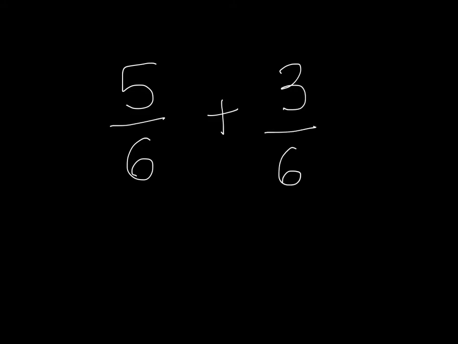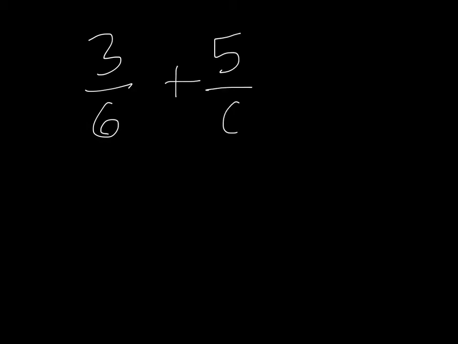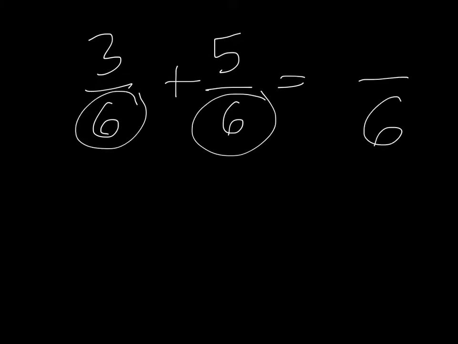So now I want you to have a go at this sum. 5 sixths plus 3 sixths. Have a go. Press pause and do it yourself. Let's see if you got it right. So we had 5 sixths plus 3 sixths. Well, we know the denominator is the same, so our answer is in sixths. 3 plus 5 equals 8.